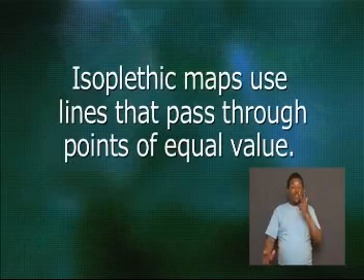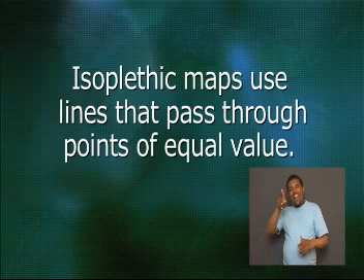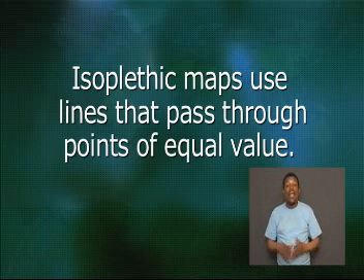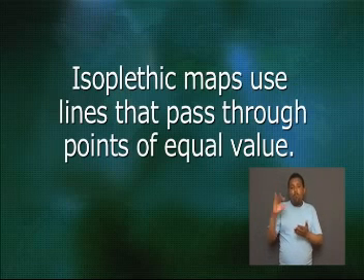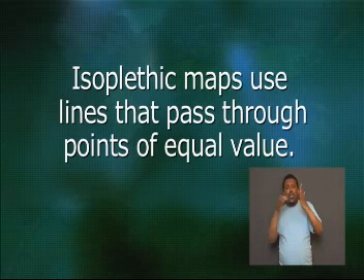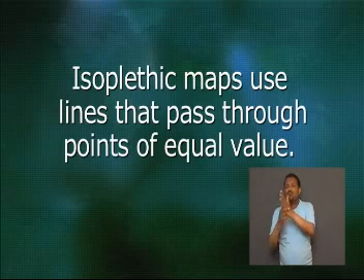Third, there are isopleth maps. Isopleths are lines of equal value. This type of map uses lines that pass through points of equal value. They are most commonly used for representing climatic conditions, transportation costs, and so on.